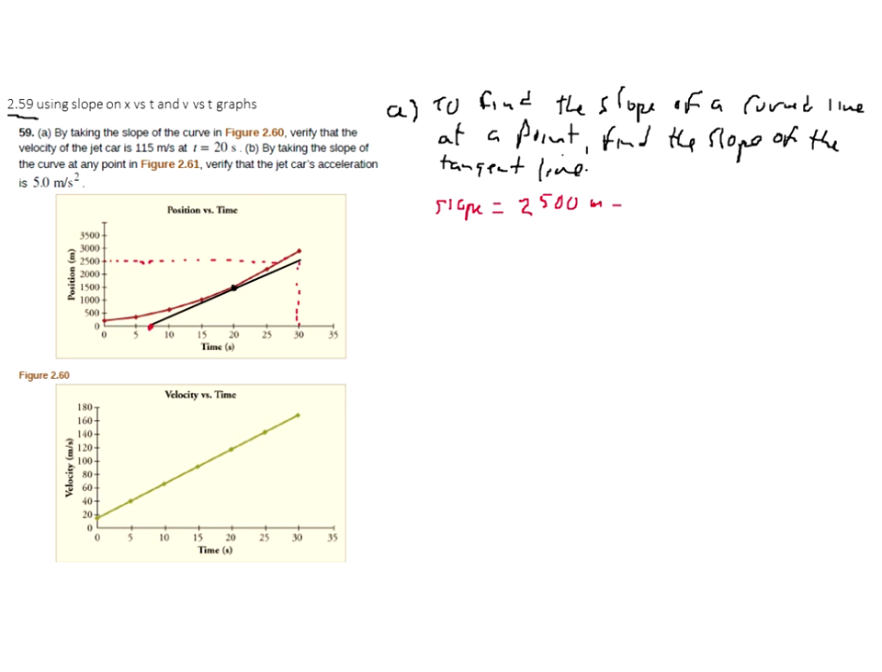So 2,500 meters minus 0 meters divided by 30 minus, what that looks like, about 7. So 30 seconds minus 7 seconds, so that's 2,500 divided by 23, which is about 110 meters per second. And since I didn't know how this would actually turn out, I didn't do it on the calculator beforehand.